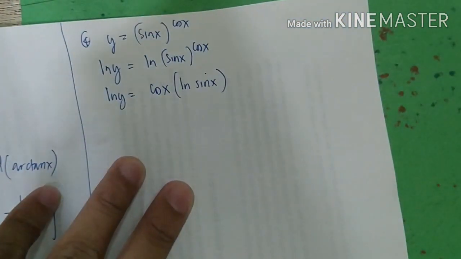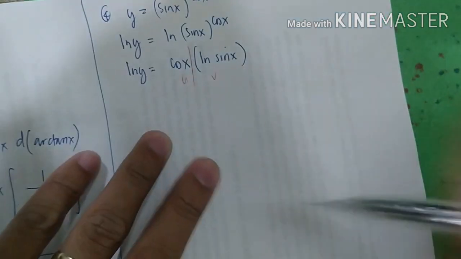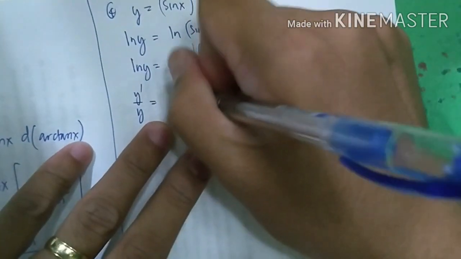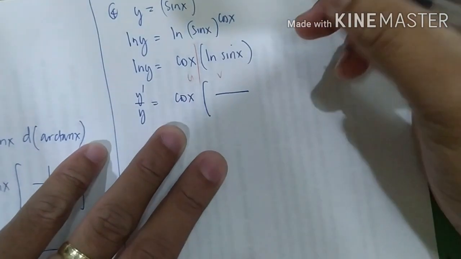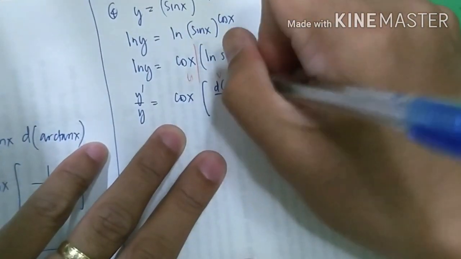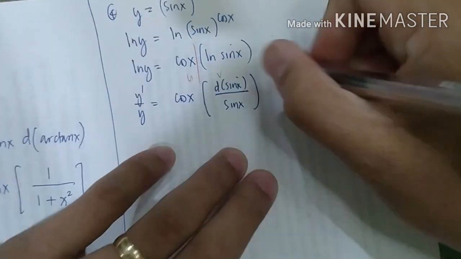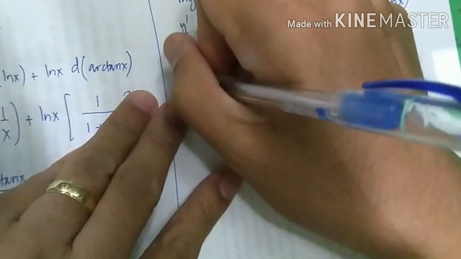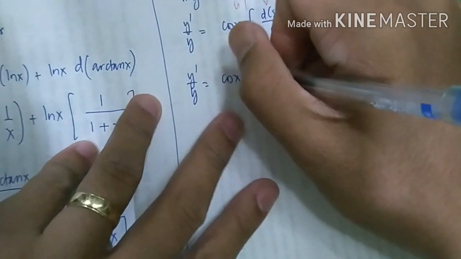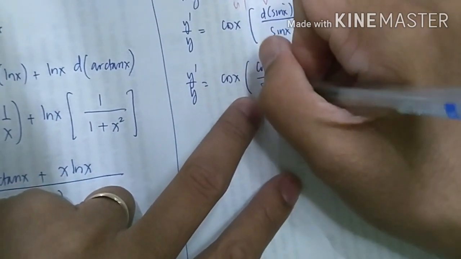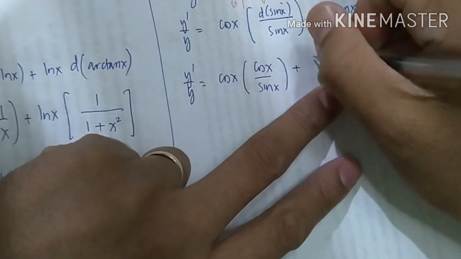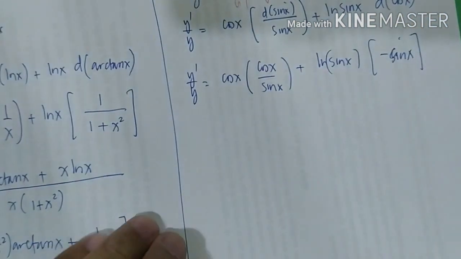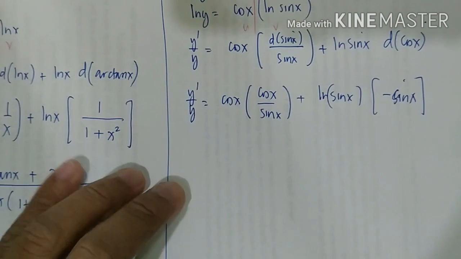So, meron na naman tayong panibagong u and v. So, anong derivative ng ln y? Y prime over y equals cosine of x times derivative of sin x over sin x plus ln sin x times derivative of cosine of x. So, your y prime over y here is cosine x. Derivative ng sin is cosine x over sin x plus ln sin x times derivative is negative sin x. Derivative ni cosine is negative sin x.